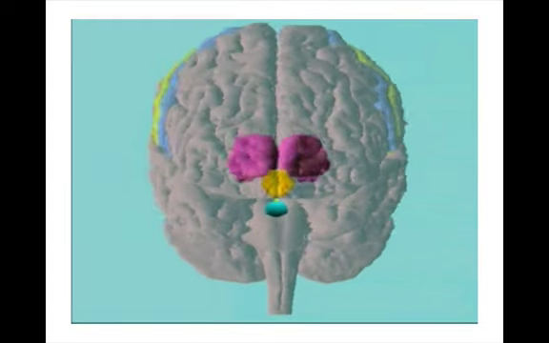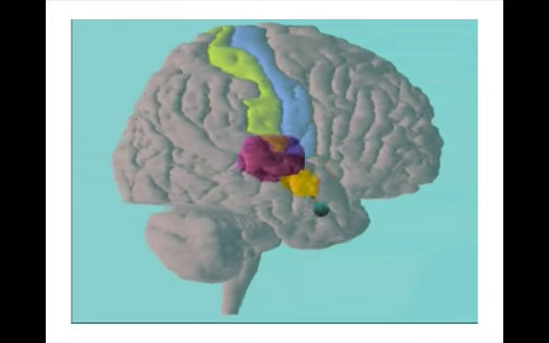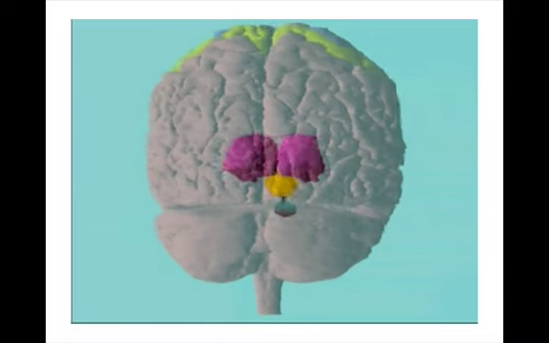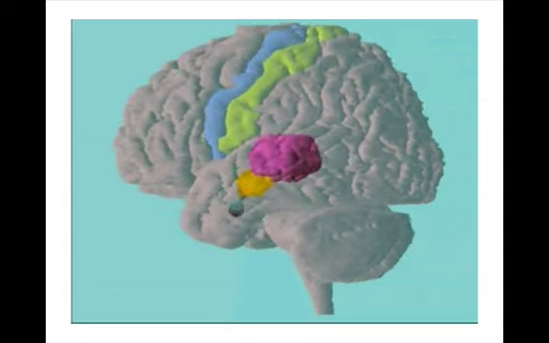Both the thalamus and the hypothalamus are bilateral. In other words, there's left and right hemisphere versions. But the pituitary isn't bilateral, although it does have very different anterior and posterior regions that have quite different functions.